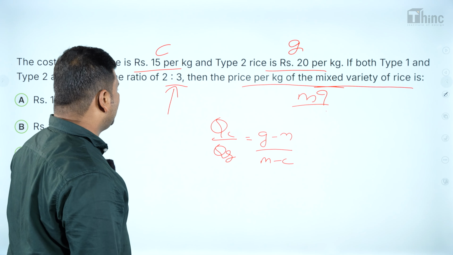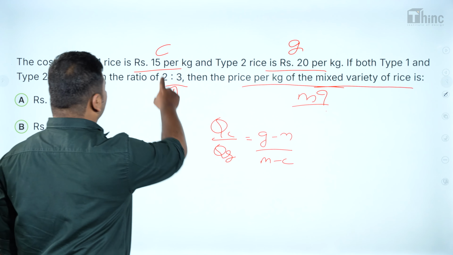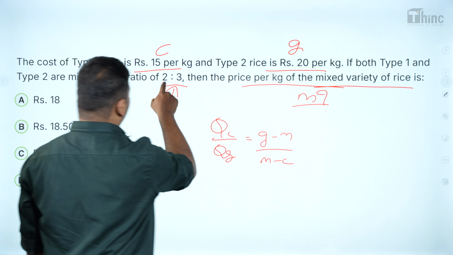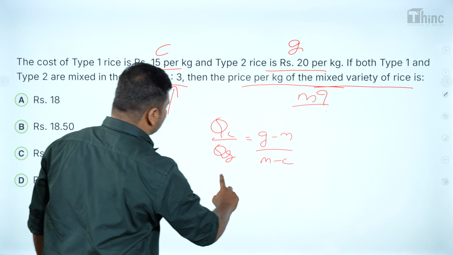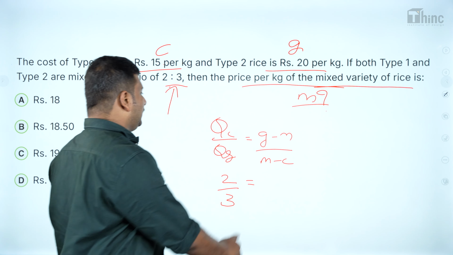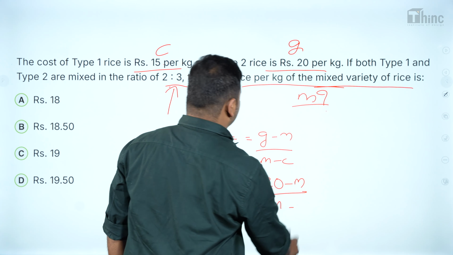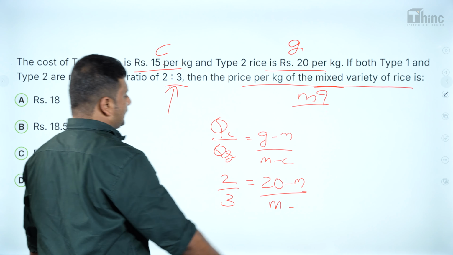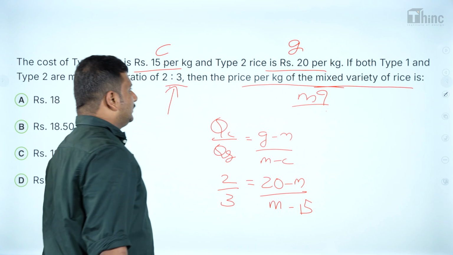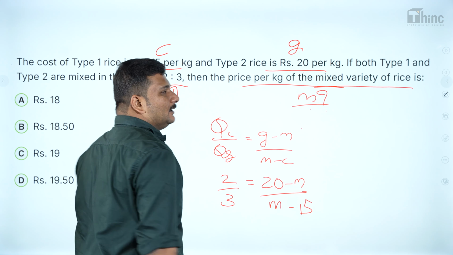So what is QC by QG? The quantity of cheap to quantity of good. And it is clearly given that the cheap one is mixed with good one in the ratio of 2:3. So we know the QC by QG ratio, that is 2 by 3. That is equal to price of good quality, that is 20 minus M, by mean price minus what is the price of cheap quality? That is 15. Right? So this is the price of cheap quality, this is the price of good quality, and mean price is what we need.